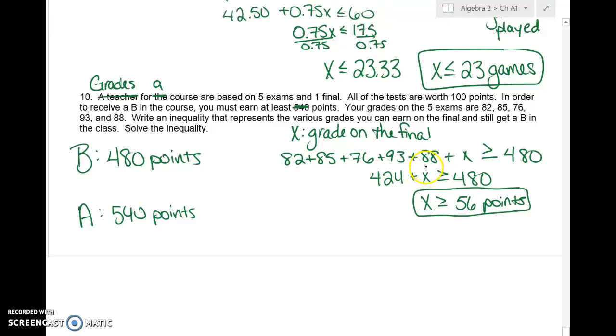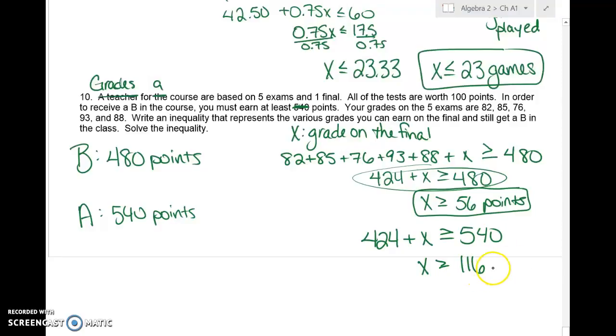Now, let's go back to this step. 424 that we've already earned plus our final. Let's see what it would be if we wanted to get an A in the course. You need 540 points to get an A in the course. I don't know, can you? What do you get? 116. So, is it theoretically possible to get an A in this course? Not unless that teacher has a whole heck of a lot of extra credit on that final exam.